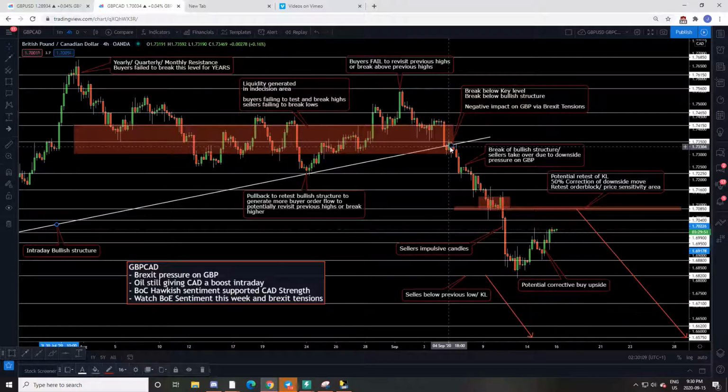Then we had a break of the bullish structure, a break below our predetermined key level based on the negative impact on GBP and sellers' pressure on GBP from Brexit tensions and having a hawkish sentiment from Bank of Canada, giving more one-sided volatility. We have that break of bullish structure and sellers take over due to that downside pressure. Notice more sellers' impulsive candles, and then an intraday low form that we haven't seen, of course, in at least the last month period or so, right?